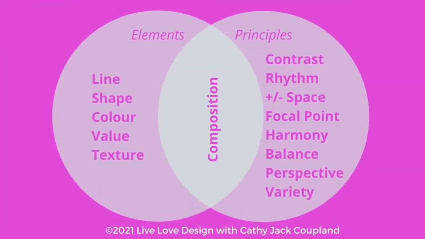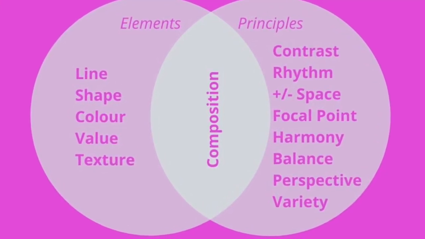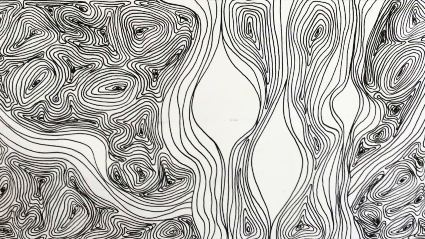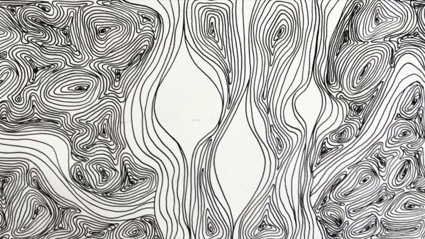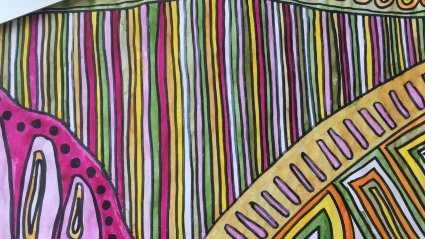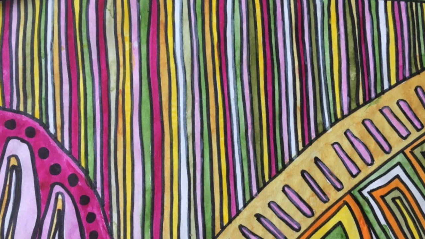Line is one of the most versatile of the visual elements, often used right at the beginning of the design process, able to communicate and draw and direct the eye across and around a design. We're moving on to the elements of design, beginning with one of the simplest yet most powerful and expressive of them all, line, the great multitasker, able to suggest shape, pattern, form, focal point, structure, depth, contrast, distance, tone, texture, rhythm, light source, and movement, not to mention a range of emotions.